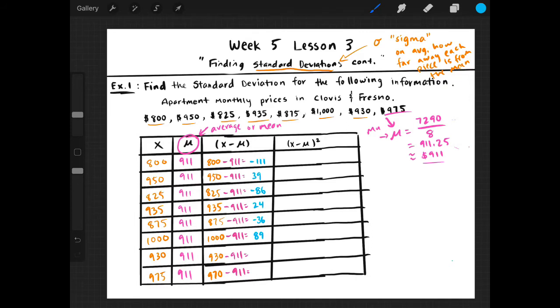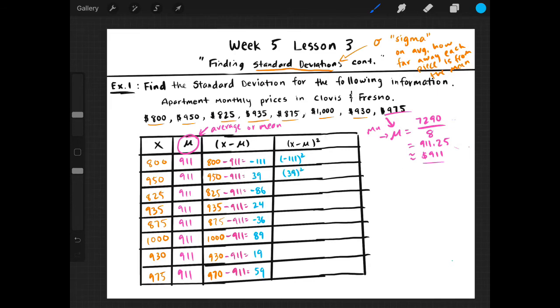89 minus 911 is 19, and 970 minus 911 is 59. Right, so we've subtracted each piece of data from the mean. Now the next thing that we need to do is we're going to square each of those results.